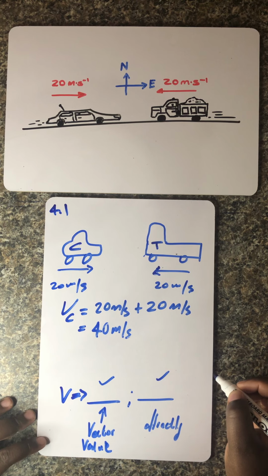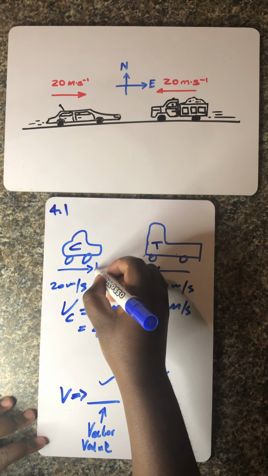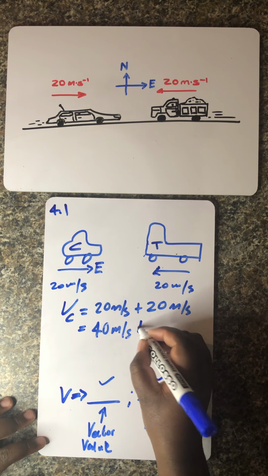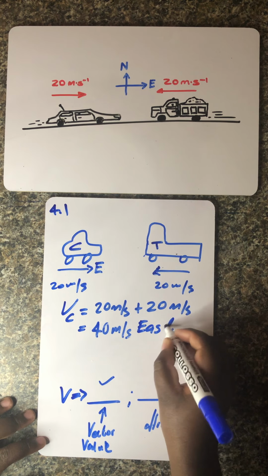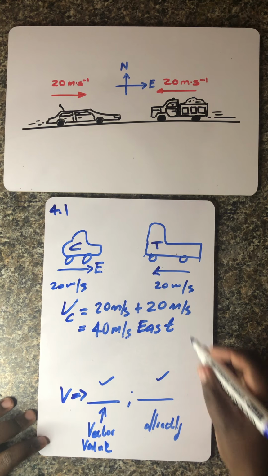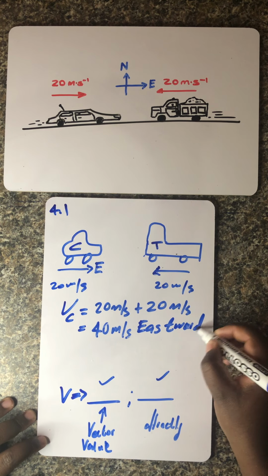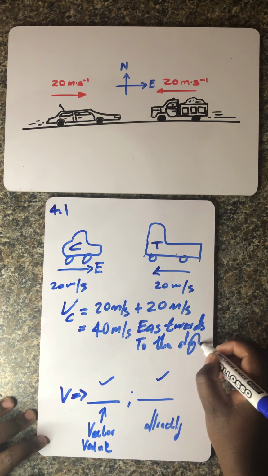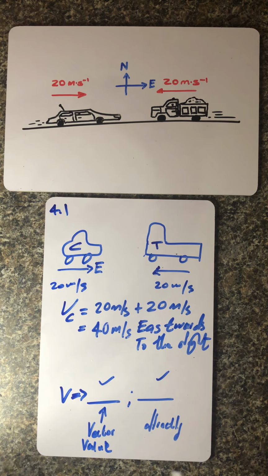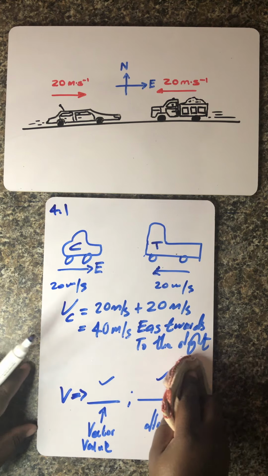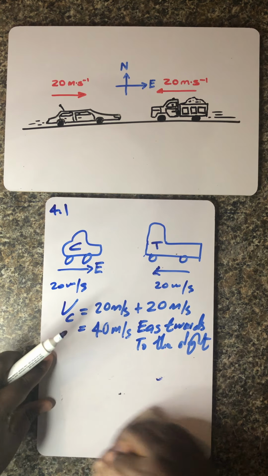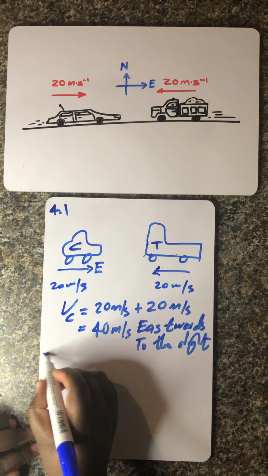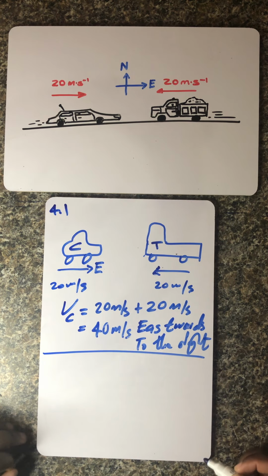In which direction, ladies and gentlemen? In the same direction in which the car is moving. So you can say 40 meters per second east, or eastwards, or to the right, ladies and gentlemen. So guys, let me just remove this part, and then from there I'm just going to give you scenarios just to help you understand.